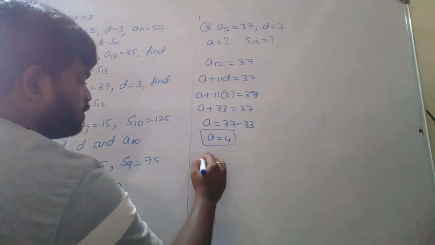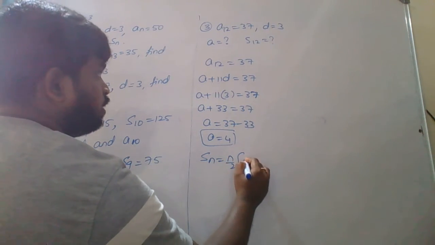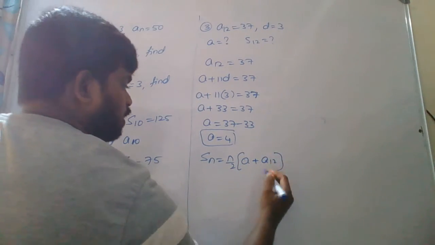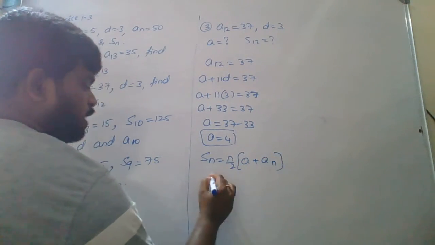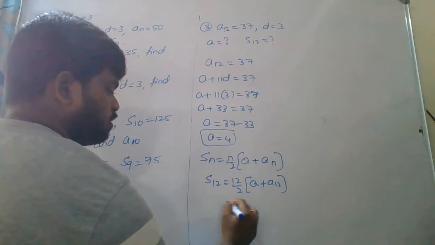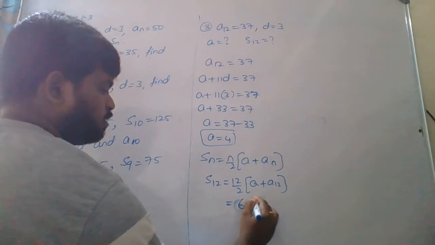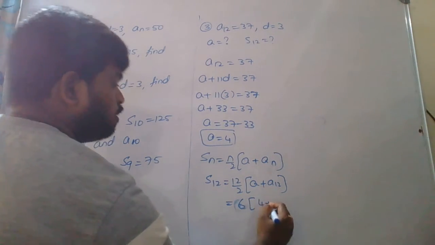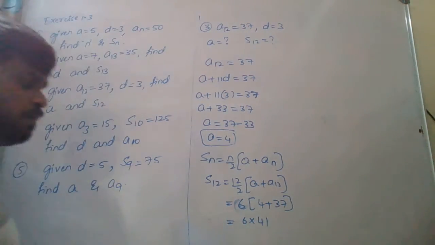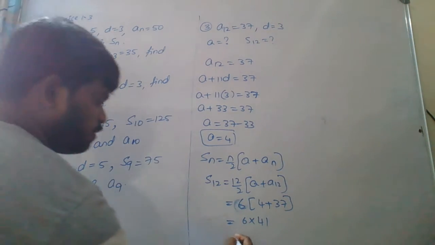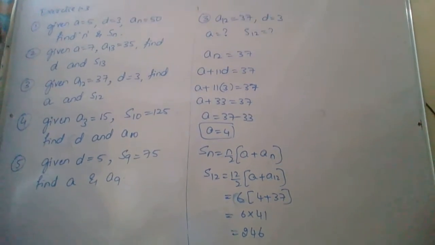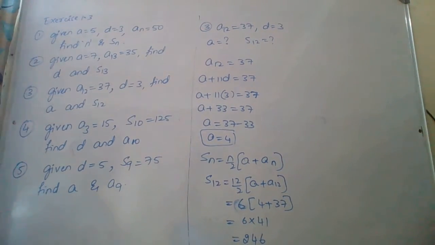Now we can easily find S12. The Sn formula is n by 2 into 2a plus n minus 1 into d, or you can use this, a plus an. That will be very easy to solve. So S12 is equal to 12 by 2 into a plus a12. So 12 by 2 is 6, 6 into a is 4, a12 is known, 37. So 6 into 41. So 246. That will be our Sn value. 6 into 41: 6 1s are 6, 6 4s are 24. So 246.